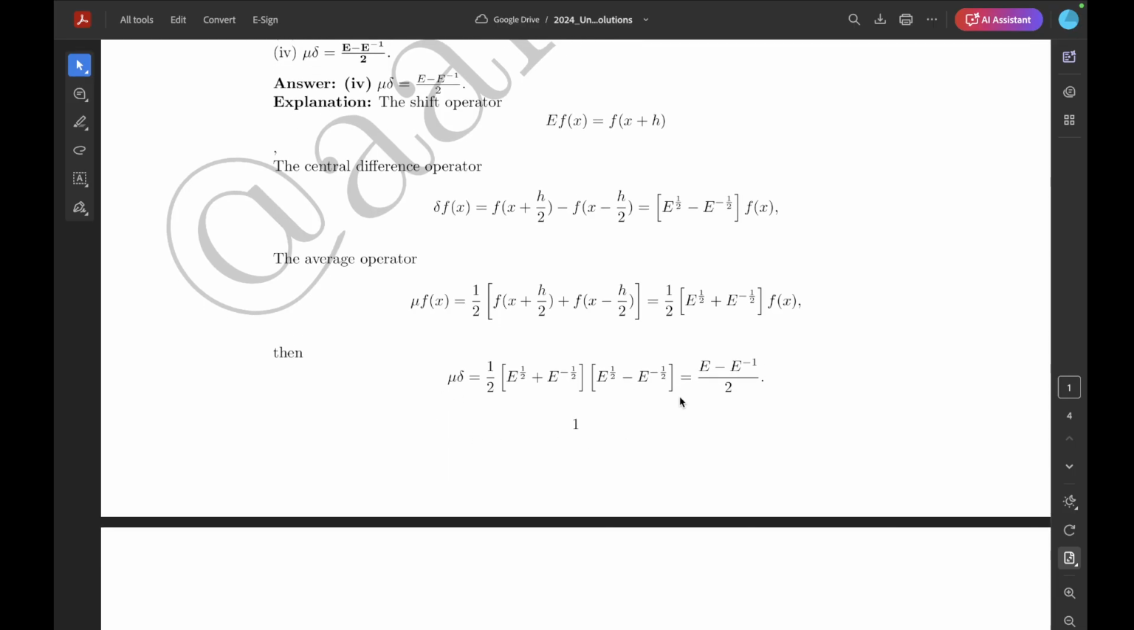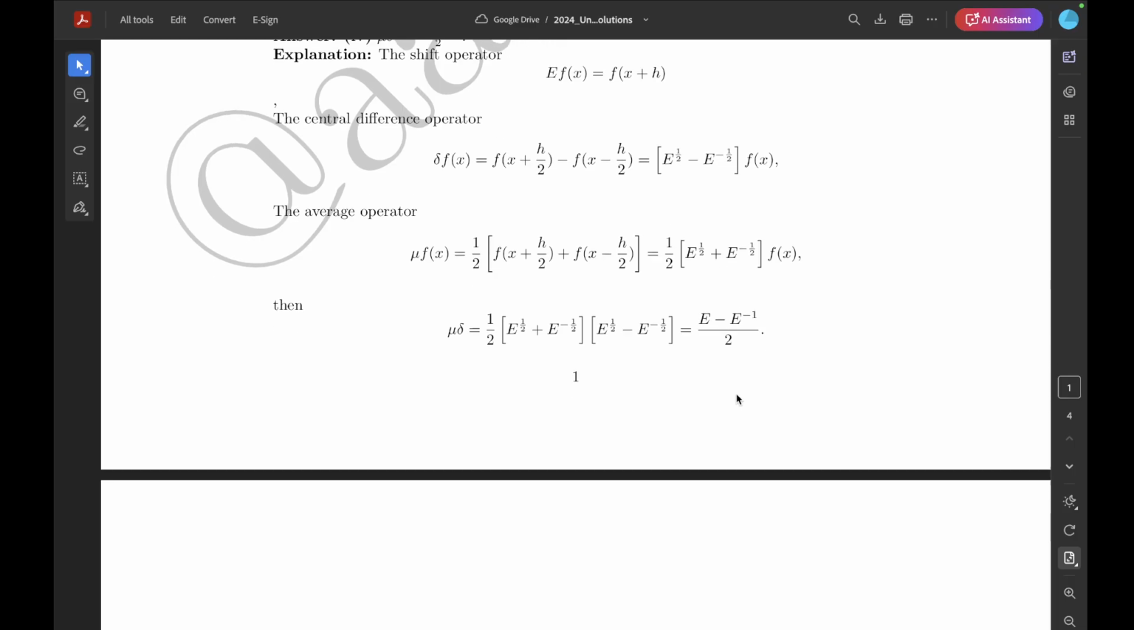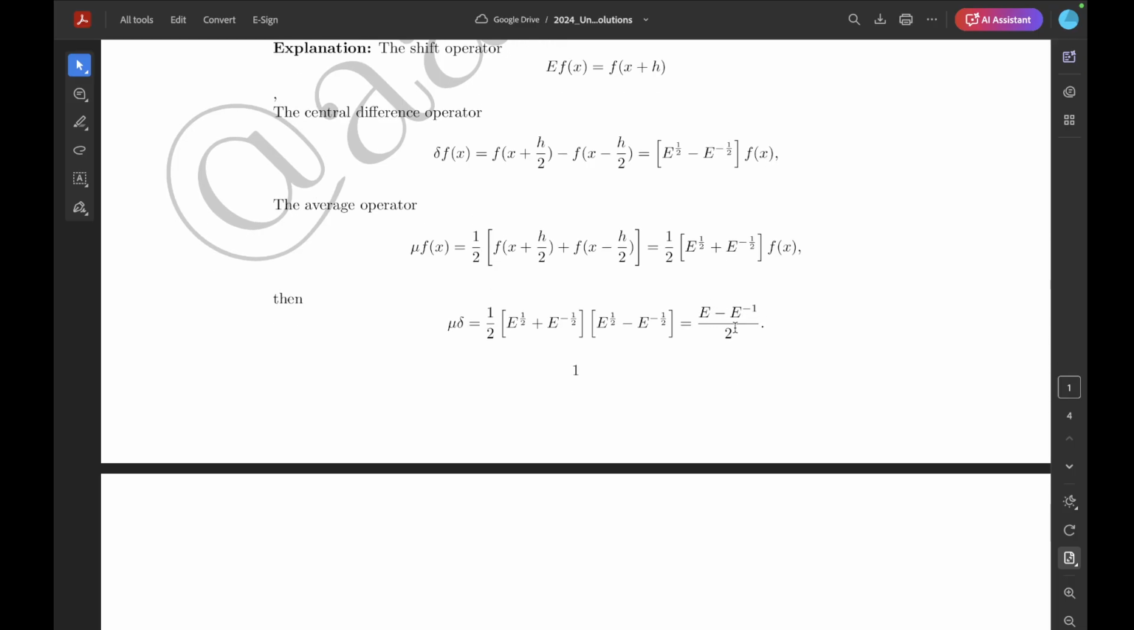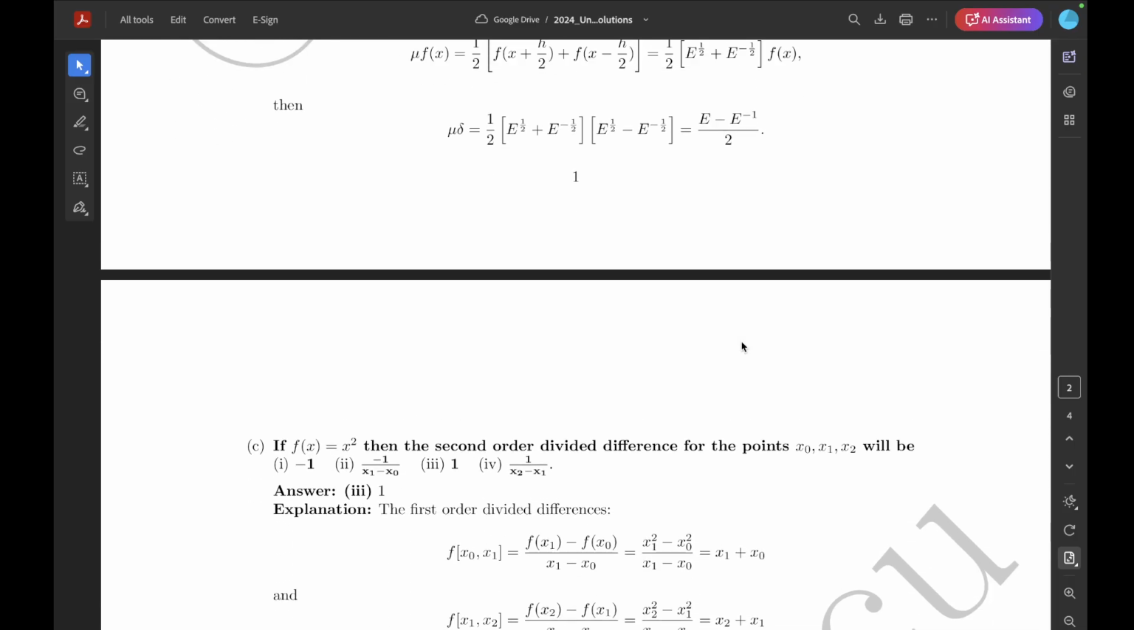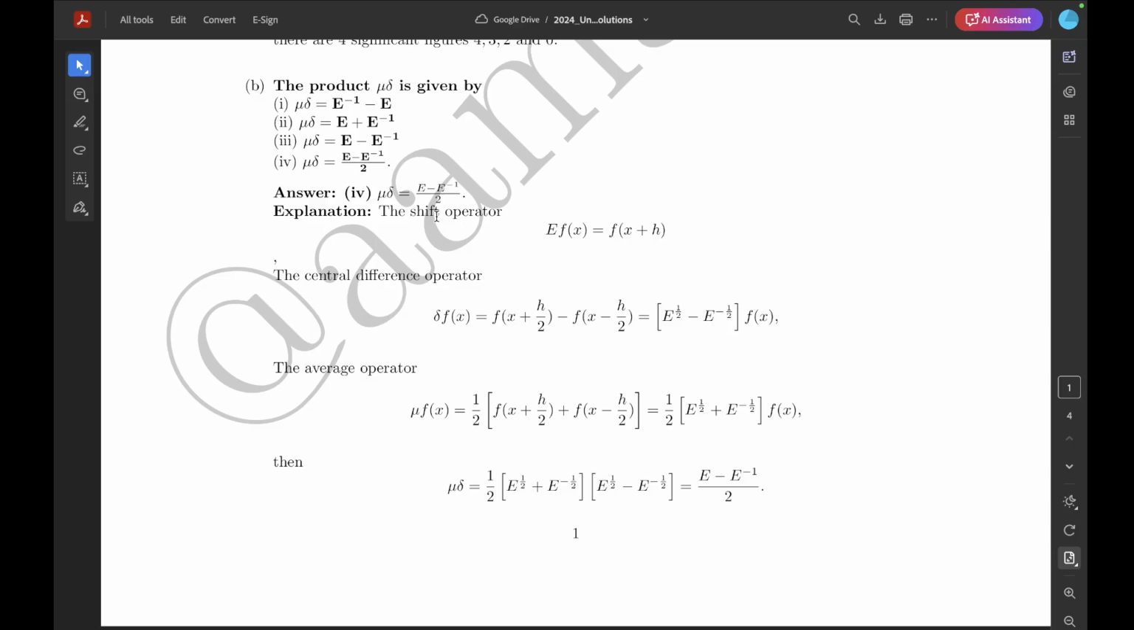So mu delta is equal to this plus this into this minus this, so a plus b into a minus b, so a square minus b square, whole divided by 2, that is E minus E inverse by 2. So correct option is 4.